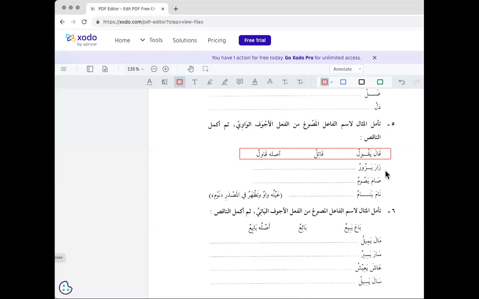And the origin? Asluhu sawimun. Sawimun. It's easier to say sa'imun. That's why the waw was converted into a hamza. And the last one, nama yanamu. Yes, as the Prophet ﷺ said, Bainama ana na'imun. While I was sleeping.